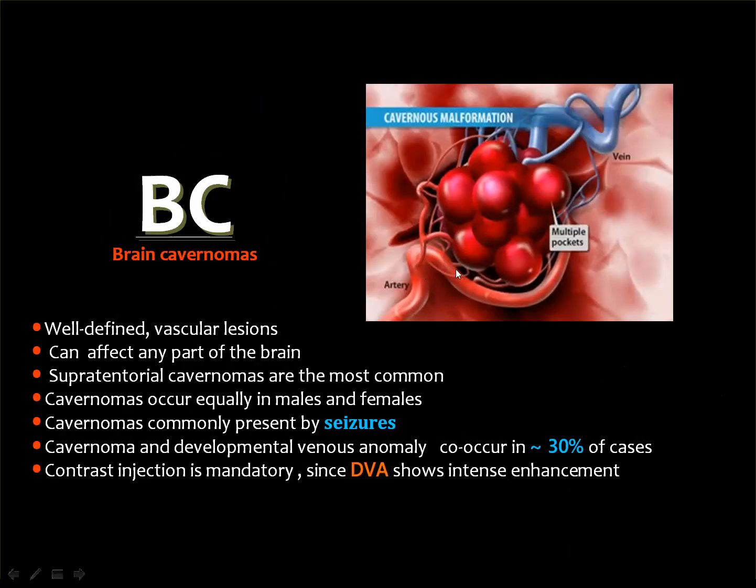Then we come to the cavernous hemangioma, or the brain cavernoma. This cavernoma was not appreciated in the era of CT, and it was usually missed. But after the introduction of MRI in clinical practice, cavernoma is a well-known pathology and is diagnosed every now and then. Then what is cavernoma? It is a vascular malformation, and it is on the level of the capillaries.